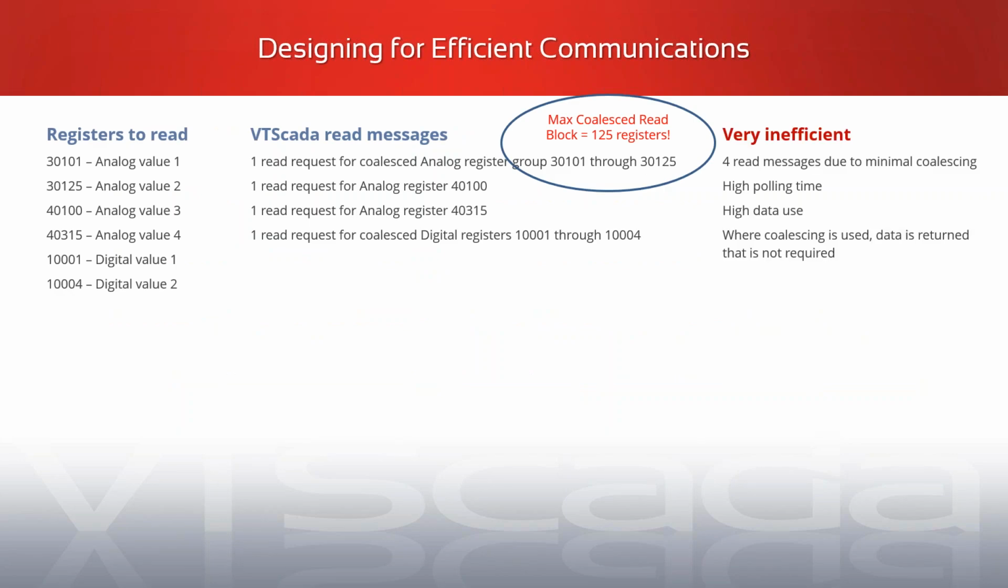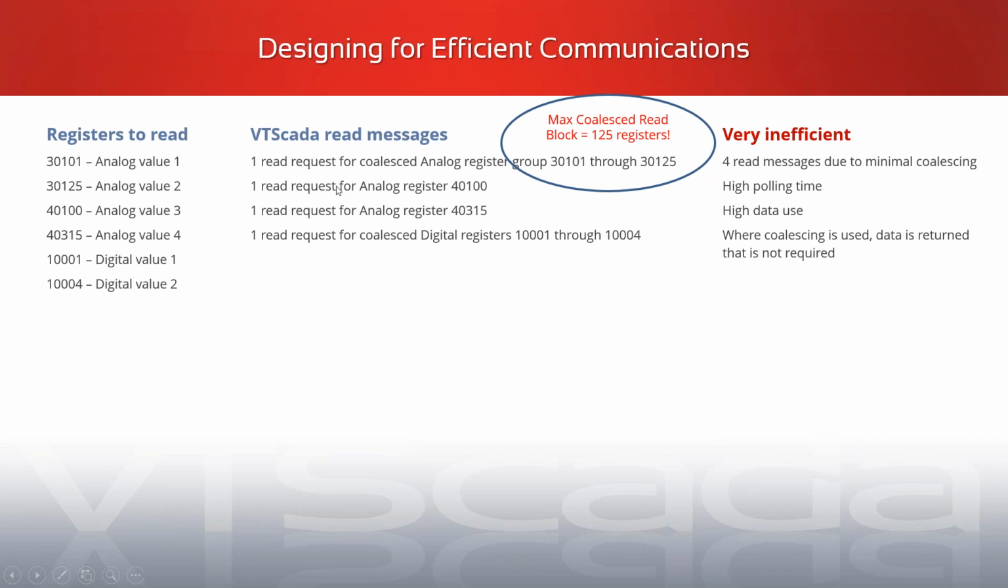Okay, so designing for efficient comms. What happens with designing for efficient comms is that typically here, you lay out your addresses and then you go and read them. And then we get complaints about high polling times and high data use and such. The reason this happens is because the read messages gather, because you have one read request here for coalesced analog register groups. So you look at these registers and they say, well, we're between 101 and 125. We can send out a request for 30,000 group. And the maximum read block we can get, these fall within it, of 125 registers. So we'll create a read for that.